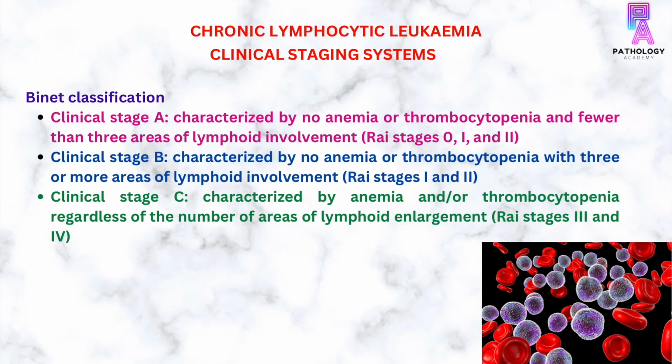According to the Binet classification, there are three clinical stages: clinical stage A, clinical stage B, and clinical stage C. The clinical stage A is characterized by no anemia or thrombocytopenia and fewer than 3 areas of lymphoid involvement. Clinical stage B is characterized by no anemia or thrombocytopenia with 3 or more areas of lymphoid involvement. And clinical stage C is characterized by anemia and/or thrombocytopenia, regardless of the number of areas of lymphoid enlargement.